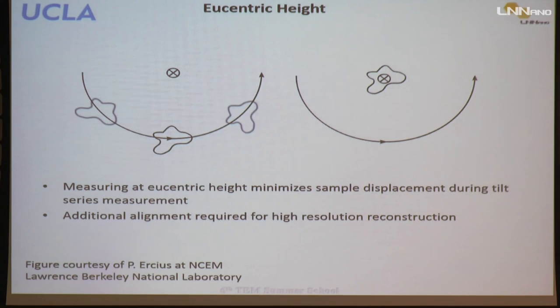During the rotation, when you rotate the tilt stage, the object moves a little bit. If you measure the projections at eucentric height, you can minimize the movement during the tilt series. But during higher resolution measurements, you cannot get a perfect eucentric height, and there's always movement and stage drift. So you have to align your measured projections before running the reconstruction. And that's actually a very critical step.